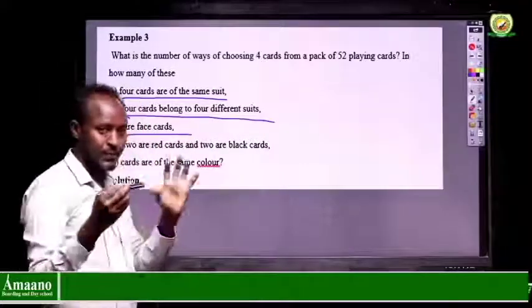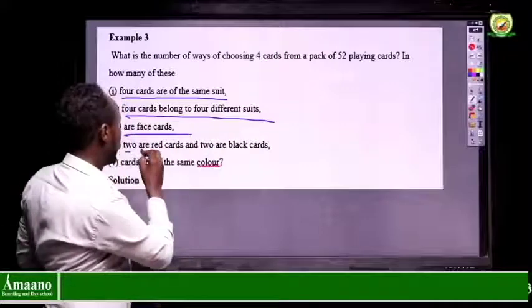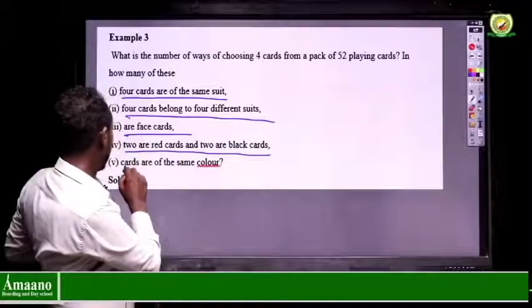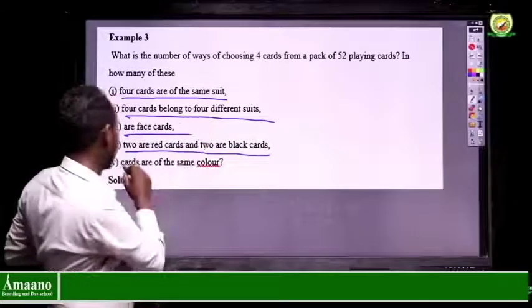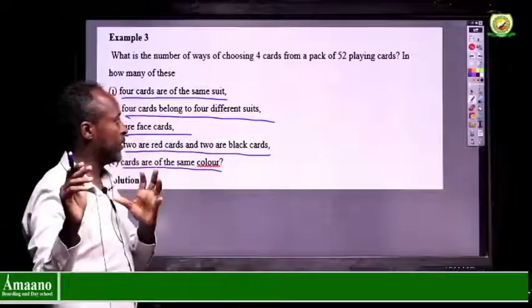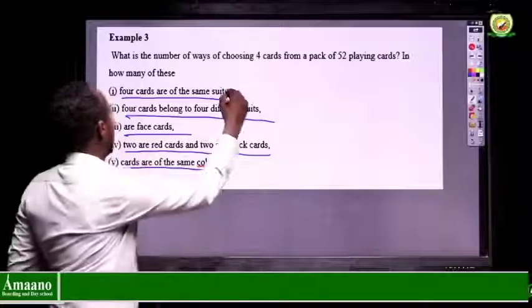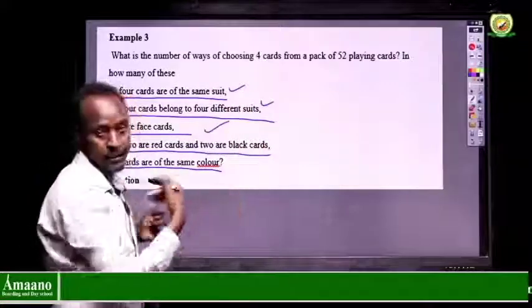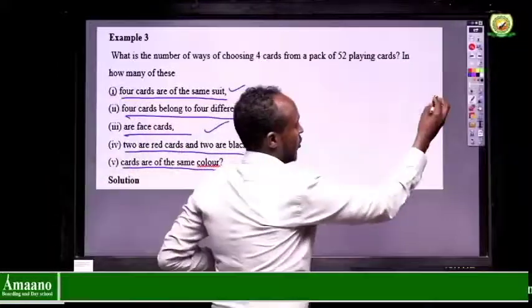Face cards, it means picture cards. 2 red cards and 2 black cards. Also we are asked to find the number of ways that we can get 4 cards of the same color. Let us do number Roman 1, Roman 2 and Roman 3, then you will do the other questions. Okay.